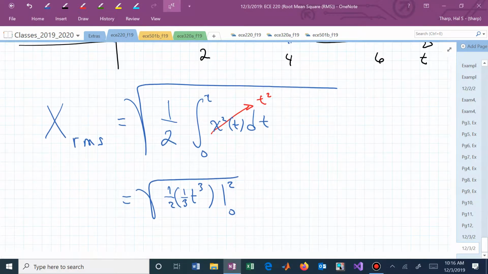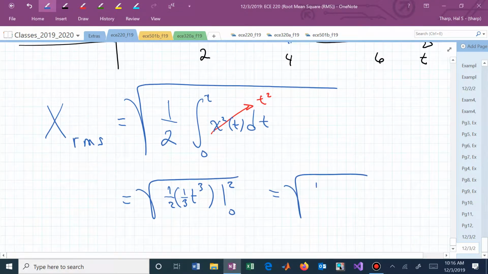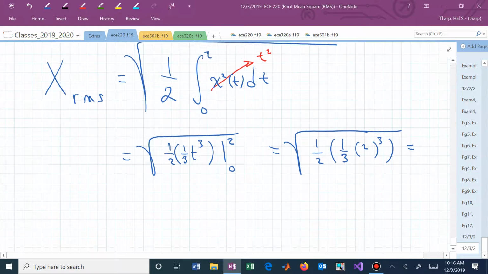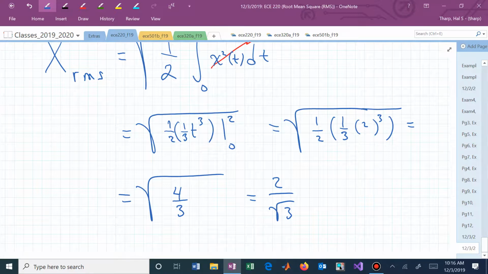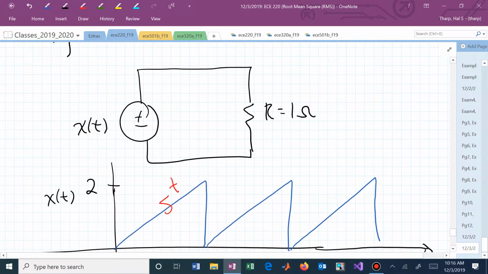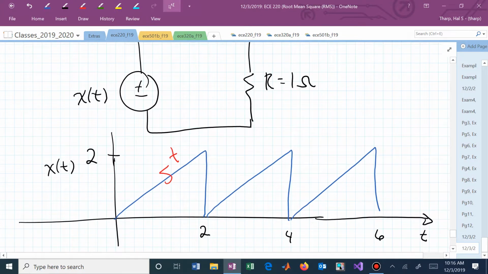But now we can see that this is the square root, or two over the square root of 3. A little bit bigger than 1. That's the RMS value associated with a voltage that has this triangular wave shape.